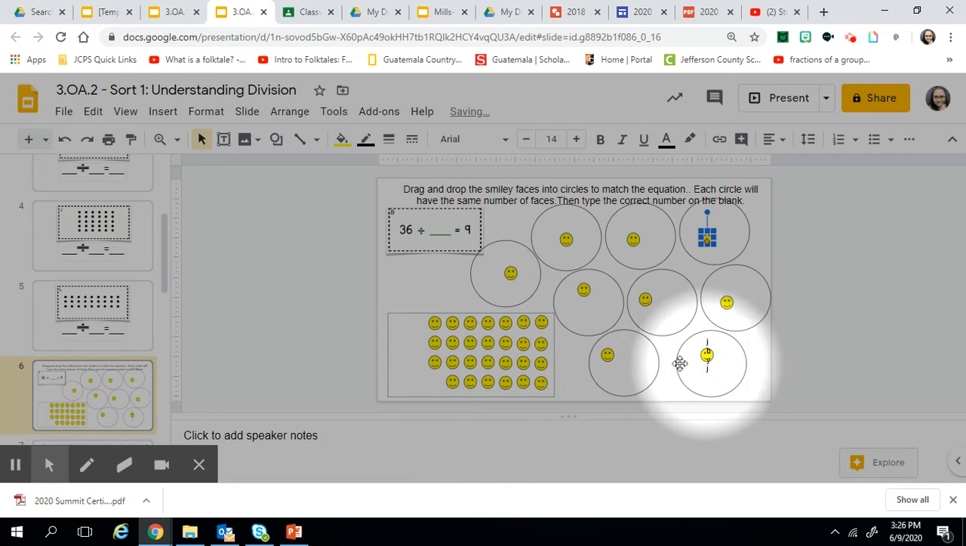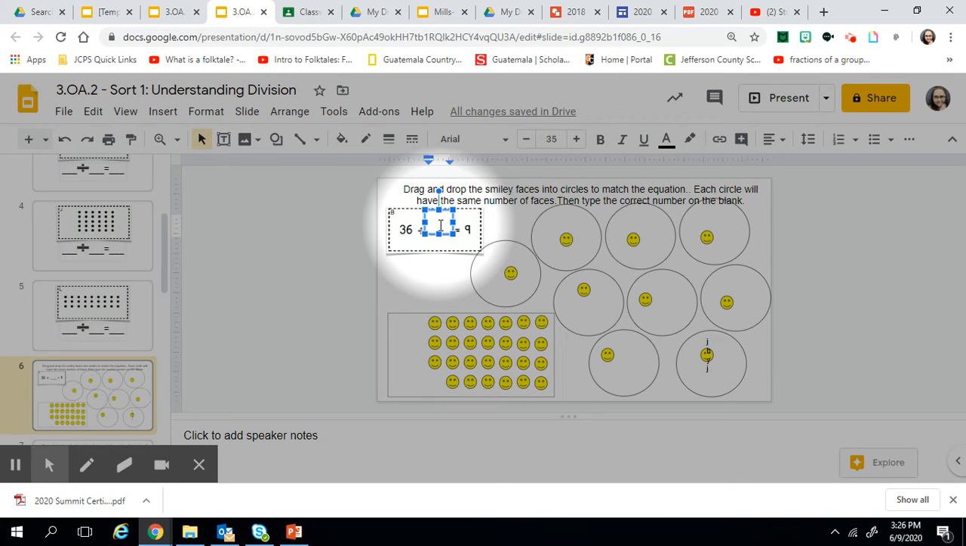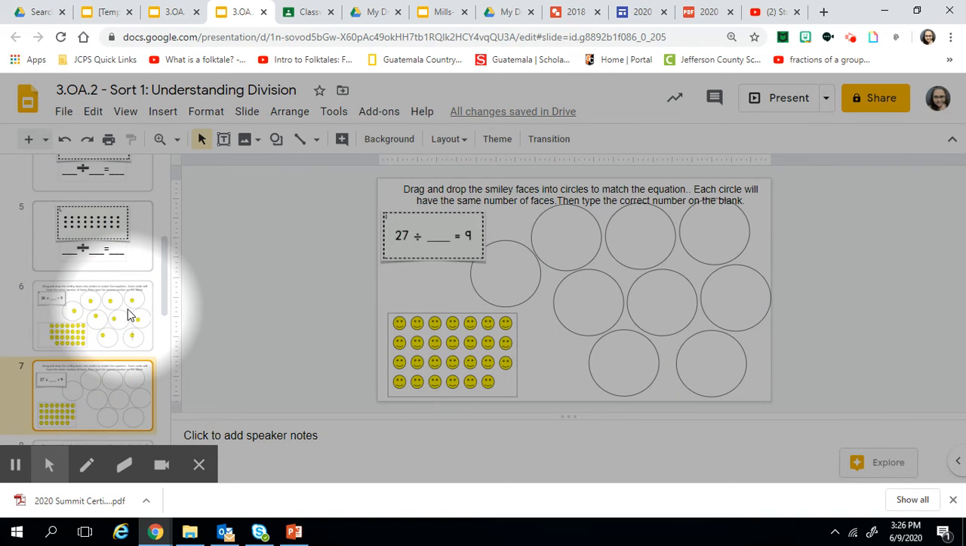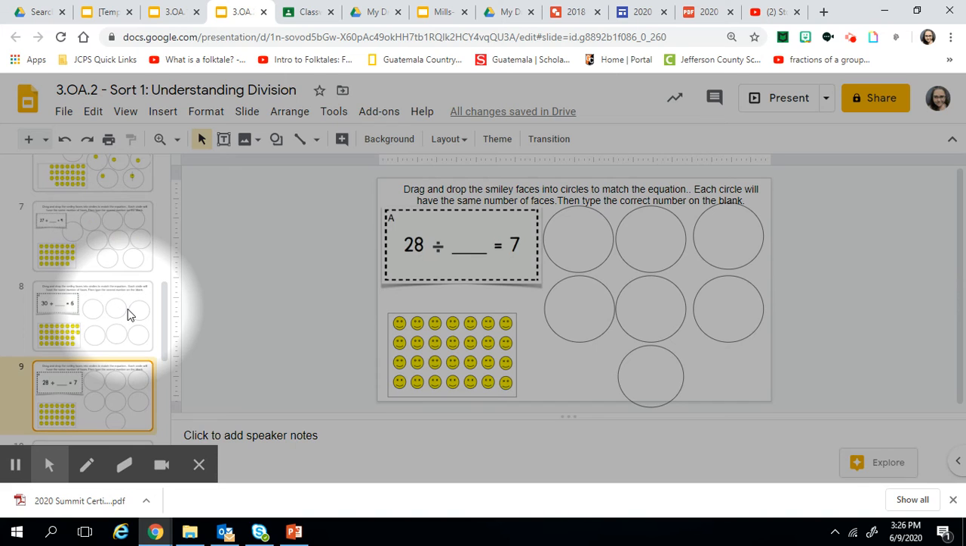And just keep going and making sure that every single one of those smiley faces moves until this box is completely empty. And then I would write the number that's in one circle, and that number would go here. Okay? So that's that. You would do that for the next three. Okay?